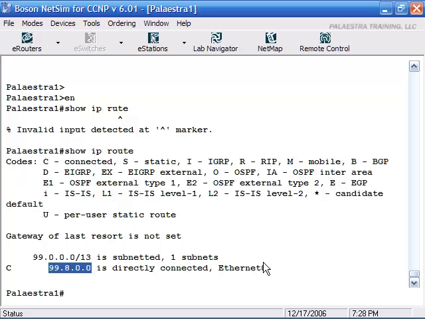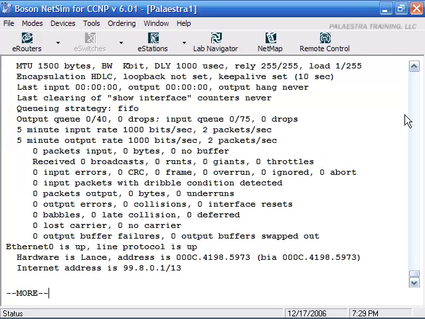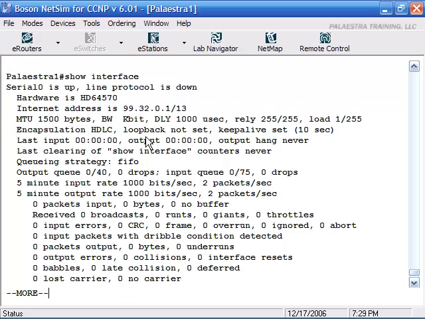99.8.0.0 is the only subnet in the routing table right now. What that's telling me is, I know there's a serial 0 interface, so I'm thinking it must be down. So I'm going to type in show interface and look at the status of the serial 0 interface.